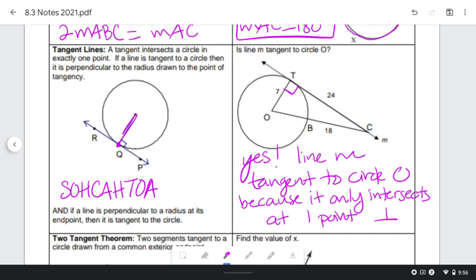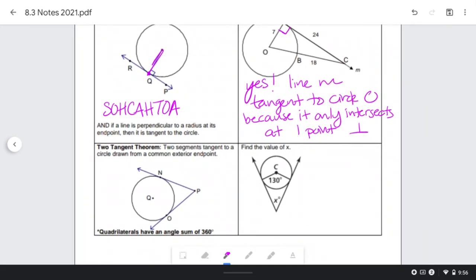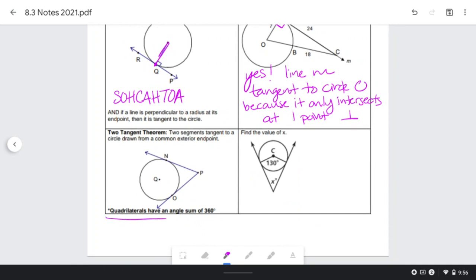So it's perpendicular. And then our last vocab for this lesson, we have the two tangent theorem. So it's a theorem, it's not a definition, but it's going to help us. The two tangent theorem tells us that two segments tangent to a circle drawn from a common exterior endpoint are congruent. Quadrilaterals have an angle sum of 360 degrees. So you want to make sure you remember this for when you have a quadrilateral in a circle, or when you'll see for the next example when you have a quadrilateral right there.